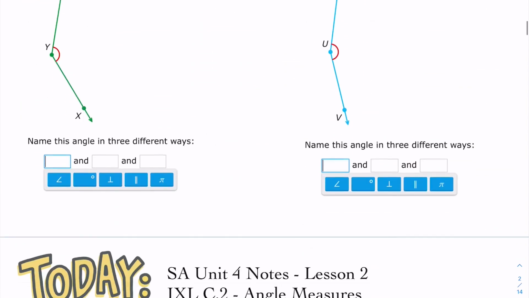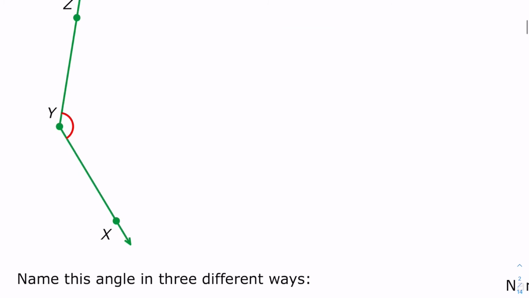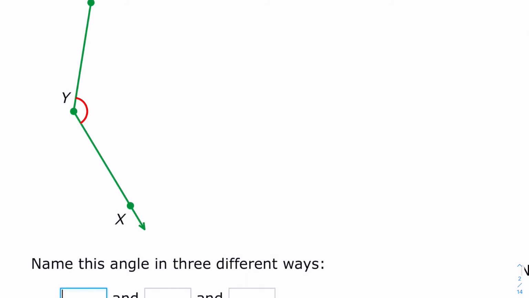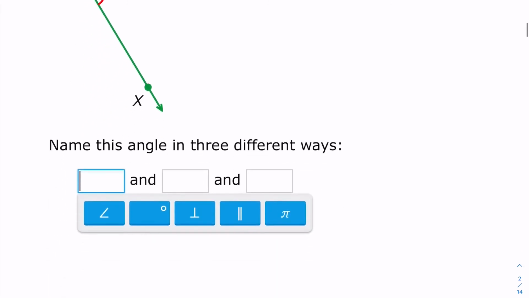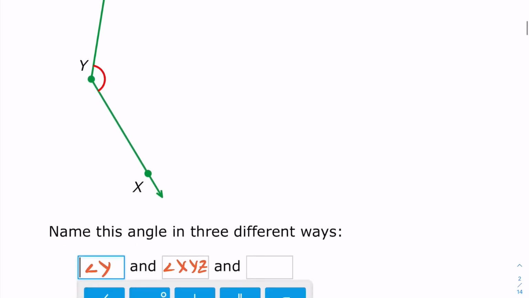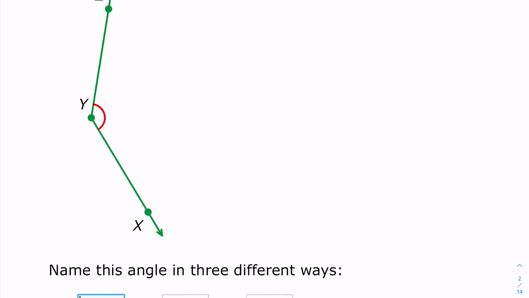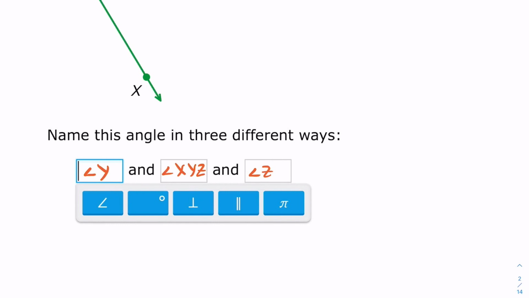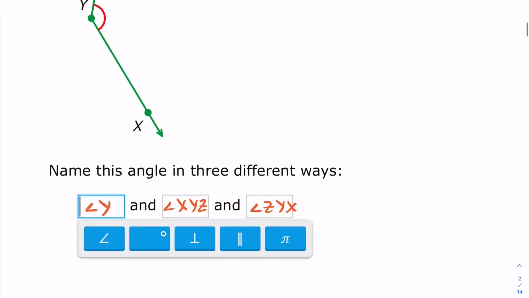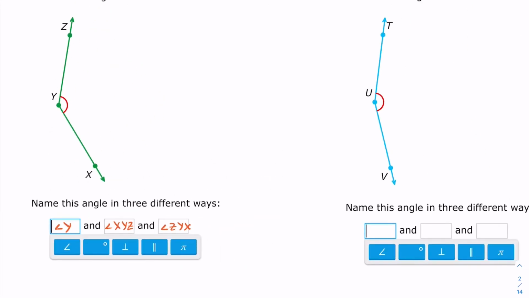All right, now we're going to name this in 3 different ways. It's probably our most complicated version that we'll have. So I'm going to name it angle Y, that's my easiest one. Angle XYZ is one of my other ones. And then angle ZYX is my last one. Just remember, Y is the vertex, so it's in the middle of my other 2 letters. It has to go in order. Or it just has to be by itself as long as it's not connected to another angle.